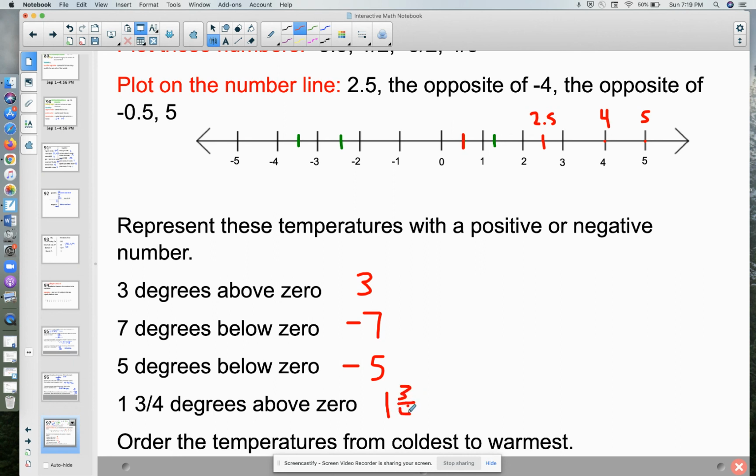All right. And then they say order the temperatures from coldest to warmest. So what's the coldest? Negative 7. What's next? Negative 5. What's next? 1 and 3/4. And then what's the warmest temperature? Even though it's not really that warm, but compared to all 4 of these, 3. All right. There you go.